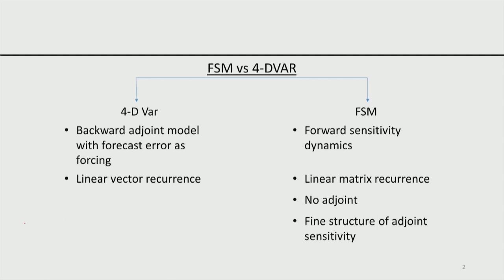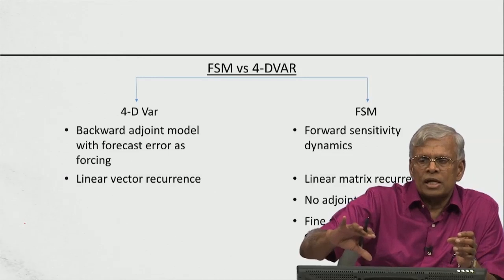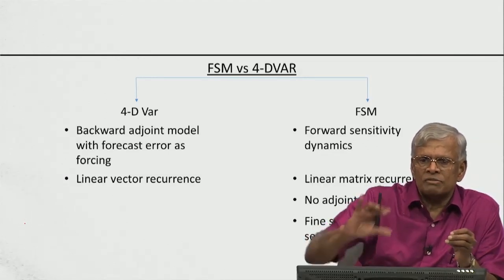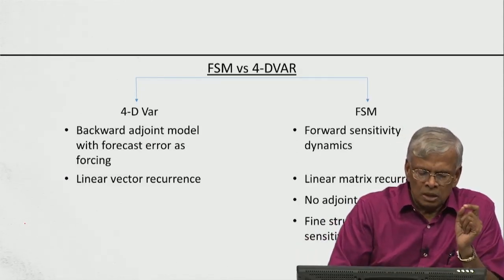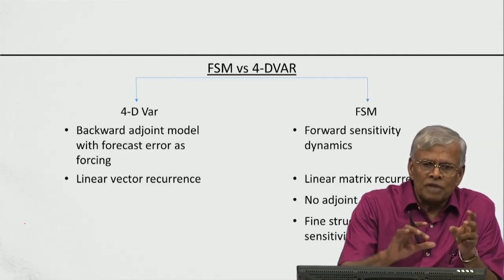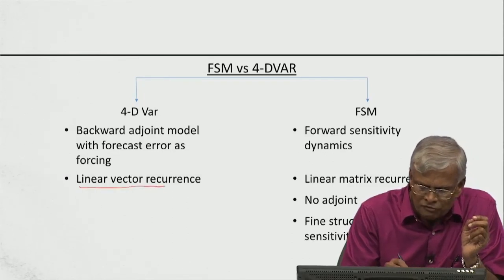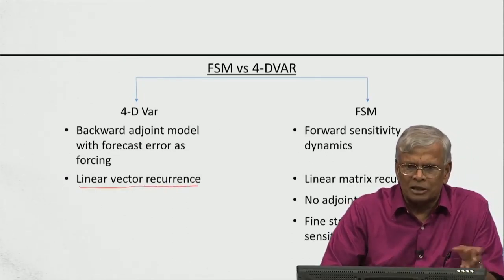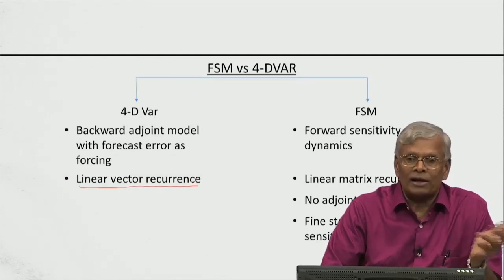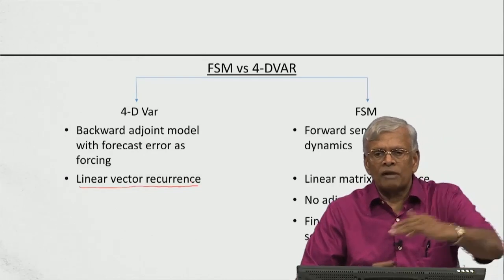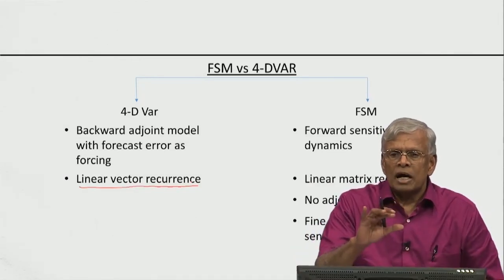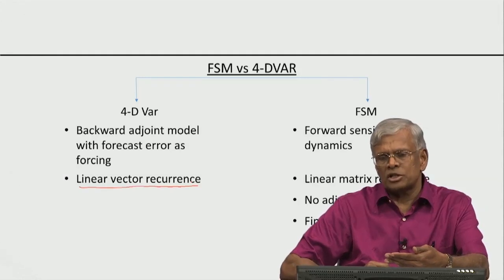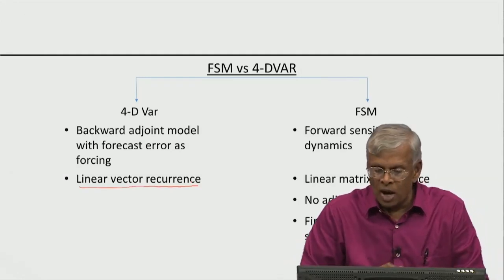4DVAR needs a backward adjoint model with forecast errors as forcing. You remember the f_k, which is the normalized forecast error viewed from the model space, which is the forcing for the linear backward dynamics. The linear dynamics is a matrix and involves matrix vector multiplication, so we would like to call it linear vector recurrence. So, I have to run the model forward and run the adjoint backward. This forward backward loop is repeated several times and is also combined with a minimization procedure. So, that is the overall structure of the 4DVAR.